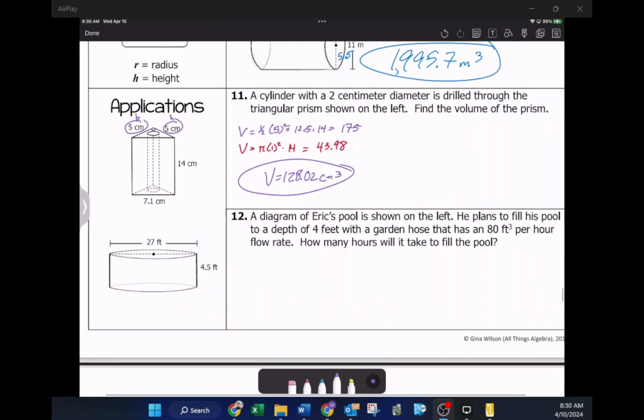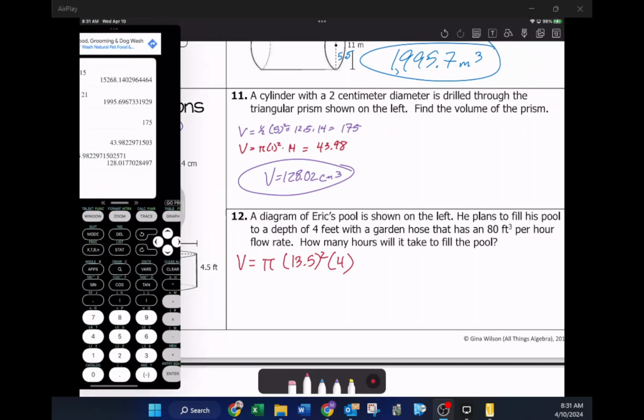Now the other one, you have to make sure you read the question because they say they're using the diagram. The diagram only gives us the radius. So the volume is pi times 13.5 squared. But how high is he going to fill the pool? Four feet. That is the height, not the 4.5.